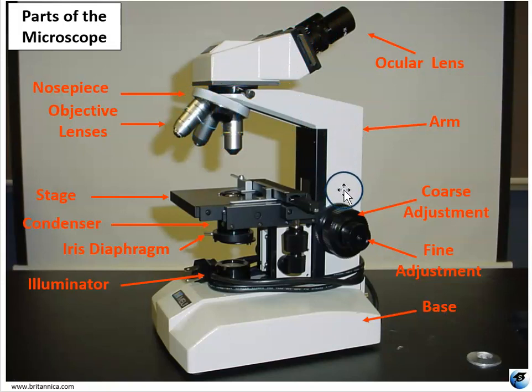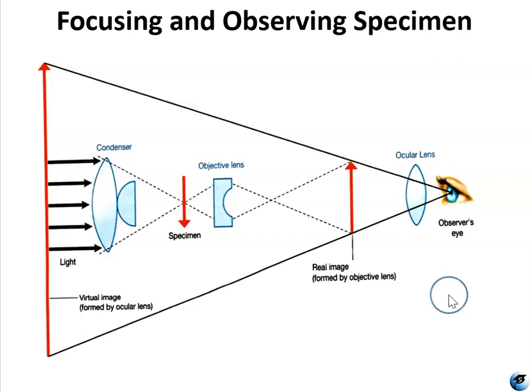The arm. You have the coarse adjustment knob around the outside here, this big knob, and on the inside part is the fine adjustment knob. The base. The illuminator, which is the light source. The condenser piece, and then just below that is the iris diaphragm. This is the stage where you put your slides. These are the slide holders here. Again, just be sure that you can identify all of the parts and know how to properly use each part.